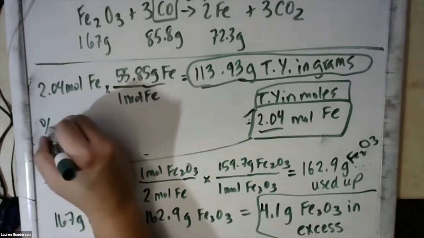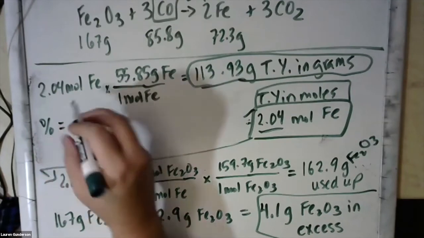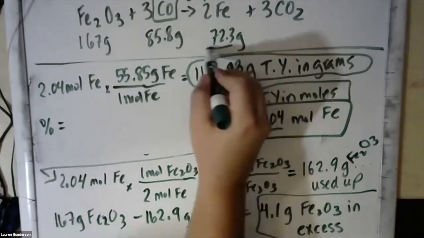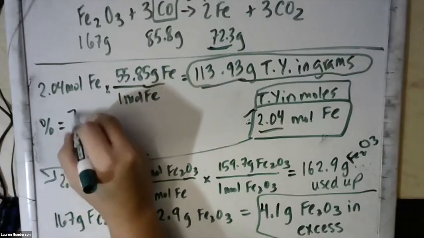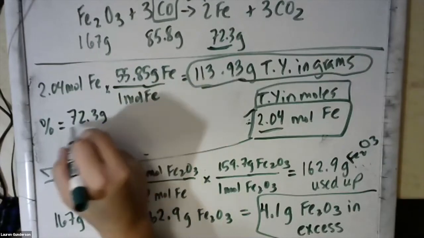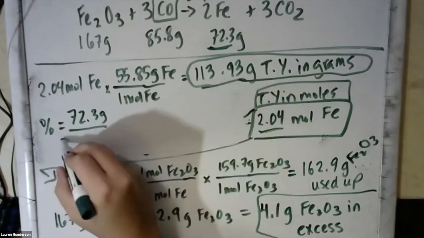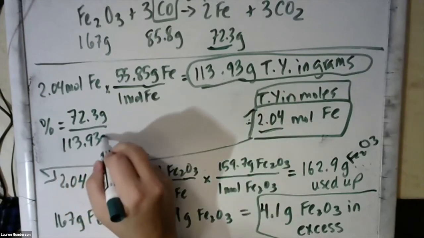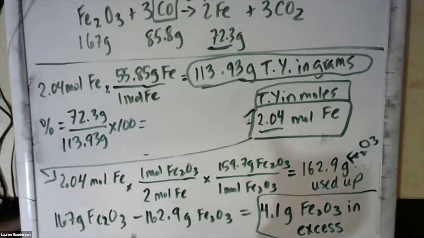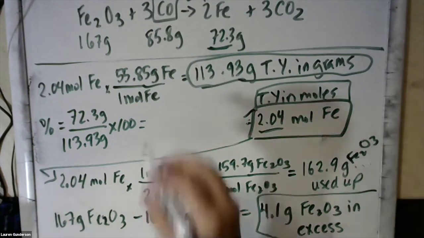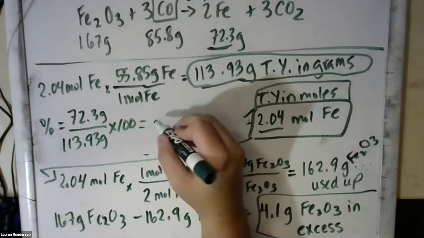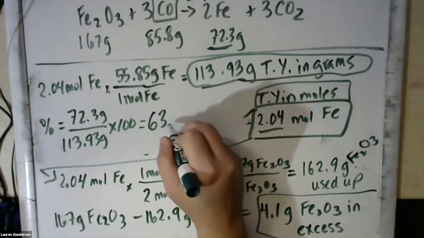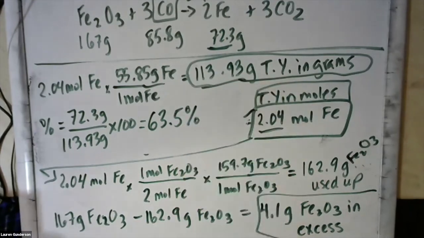Now to find my percent yield, I'm going to take my actual yield, which is the amount I really made during my experiment. So that's 72.3 grams. I'm going to divide it by my theoretical yield, and I'm going to multiply it by 100. And I get a percent yield of 63.5%.